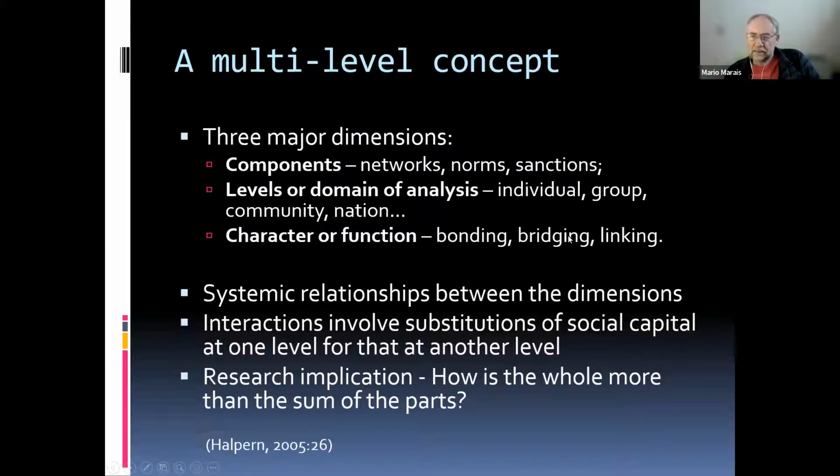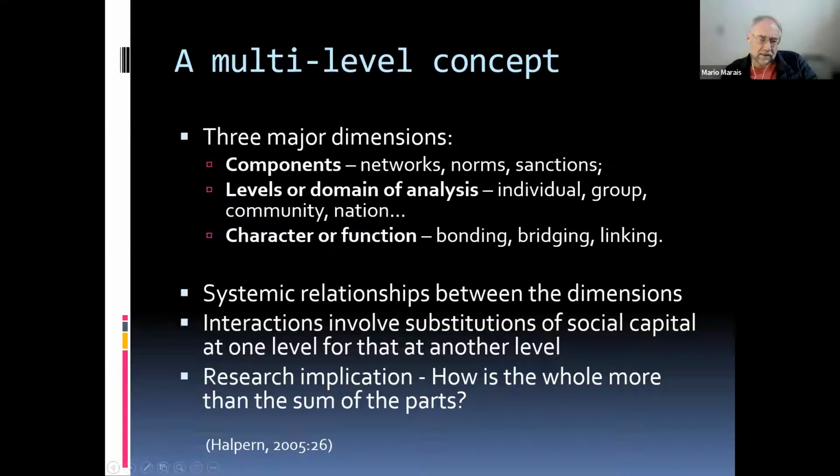Bridging is links to people fairly close to you. You might have a friendship circle that's part of your bridging links, and it also bridges you to other friendship circles. And churches play a lot of this role in our society. And you have systemic relationships between the dimensions that are normally not really considered. And interactions involve substitutions of social capital at one level for that at another level. So there's kind of a rolling substitution of social capital which gets converted, which gets transformed.